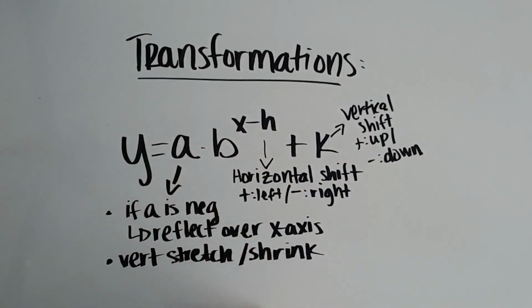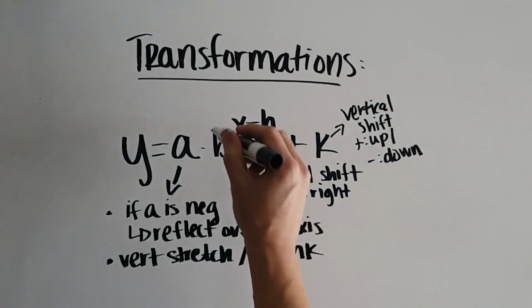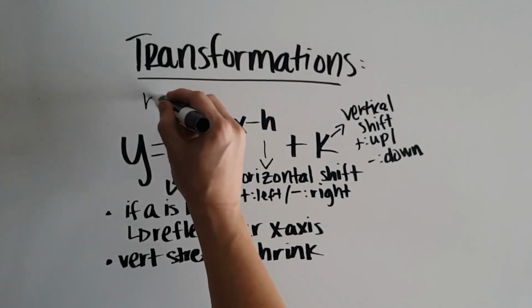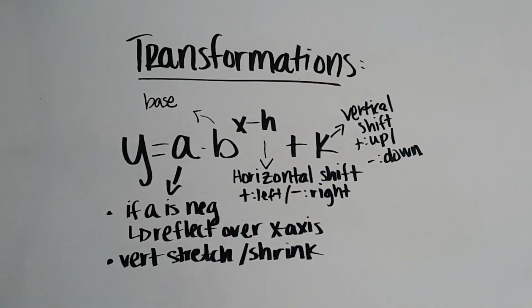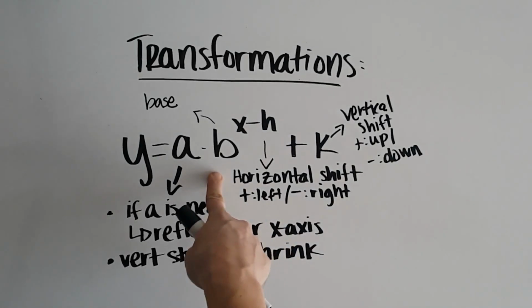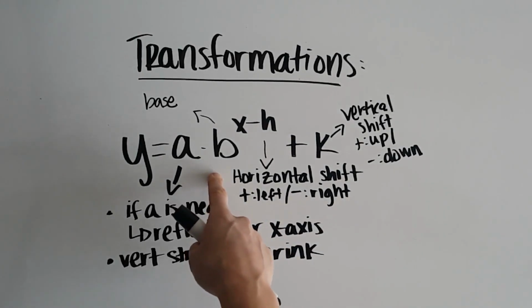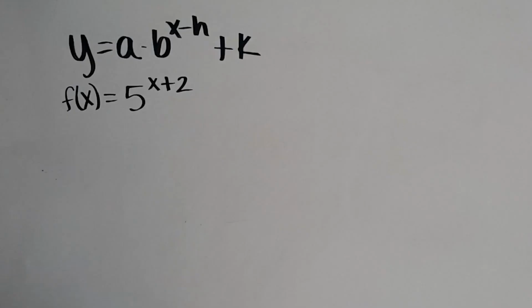So knowing this, we're basically going to interpret what's been changed in our equation. This b, this is our base. That just tells us, are we going to grow or decay? What's my common multiplier? That's what this does. It doesn't affect a transformation. It just kind of gives us our starting value. So now let's look at an example.